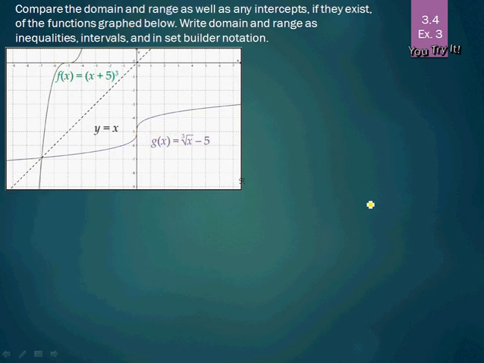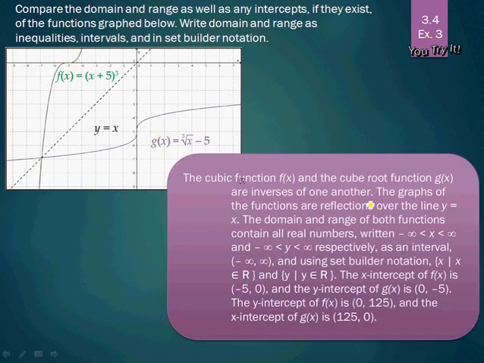The answer is: the cubic function f of x and the cube root function g of x are inverses of one another. The graphs of the functions are reflections over the line y equals x. The domain and range of both functions contain all real numbers, wherein negative infinity is less than x is less than infinity, and negative infinity is less than y is less than infinity, respectively. As an interval, negative infinity to infinity, and using set builder notation, the set of x's such that x is a member of the real numbers, and the set of y's such that y is a member of the real numbers.